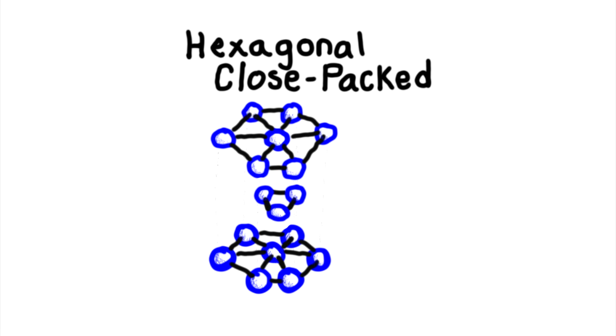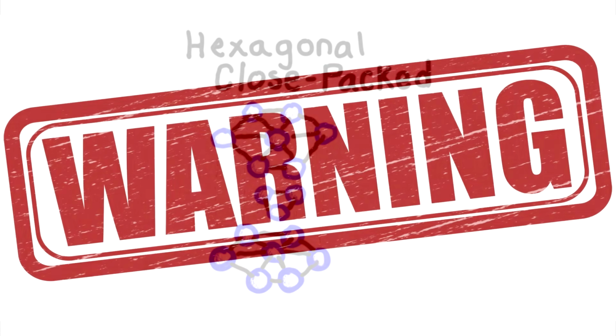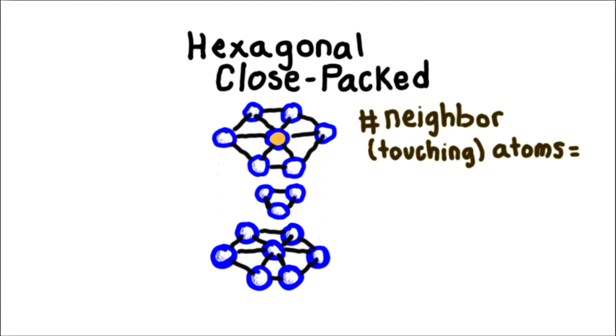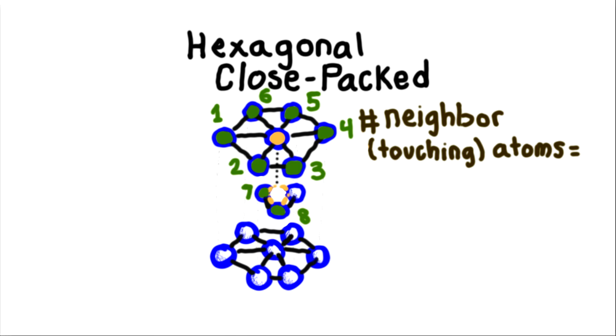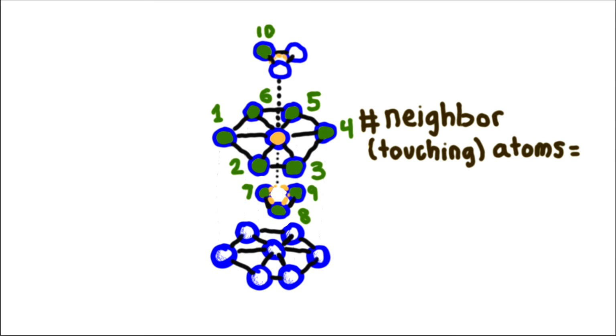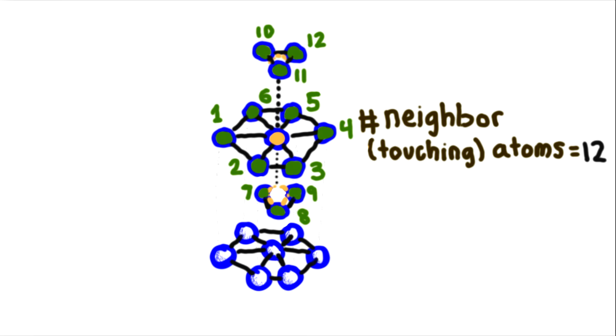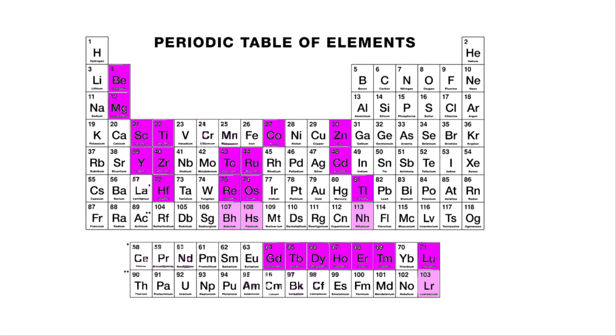Okay, prepare yourself mentally because the odd geometry of HCP makes it a real slog to get through in finding neighbor atoms. 1, 2, 3, 4, 5, 6, 7, 8, 9, 10, 11, 12. HCP snatches up most of the remainder of the metals not taken by BCC and FCC, including titanium and zinc.